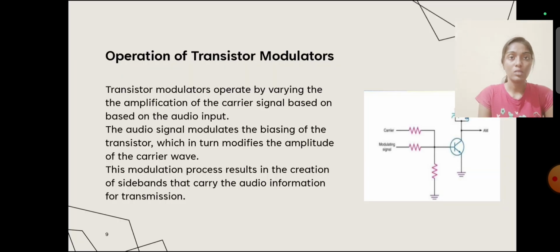Operation of transistor modulators. Transistor modulators operate by varying the amplification of a carrier signal based on the audio input. The audio signal modulates the biasing of the transistor, which in turn modifies the amplitude of the carrier wave. This modulation process results in the creation of sidebands that carry the audio information for the transmission.